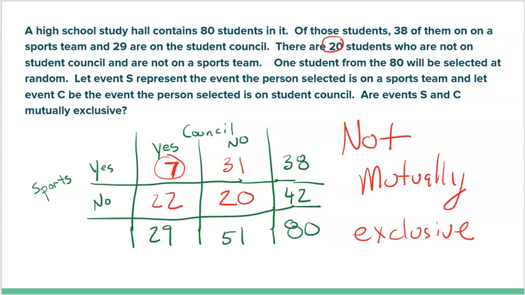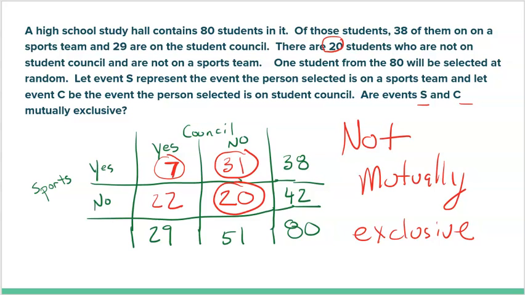But I do want to add that the other numbers in red here are very, very specific numbers. This is 31 kids who, yes, are on a sports team, but no, are not on student council. That is also very specific, right? That is also technically joint probability. Even this 20 right here is technically a joint probability because it's a combination of no, don't play sports, and no, I'm not on student council. So to answer the question, though, about S and C, it all comes down to that 7 kids.